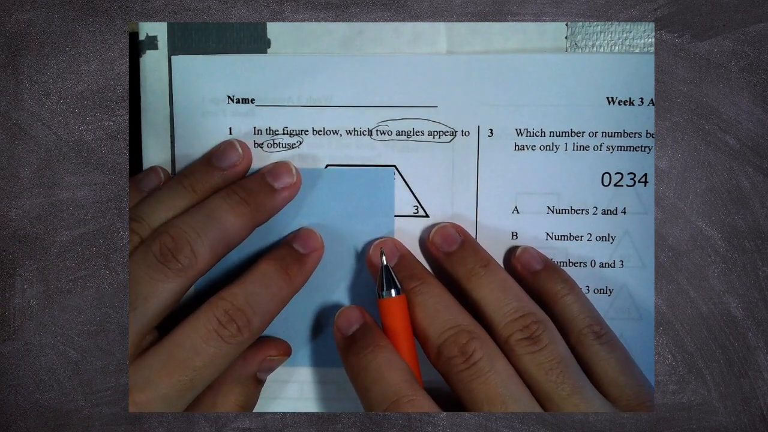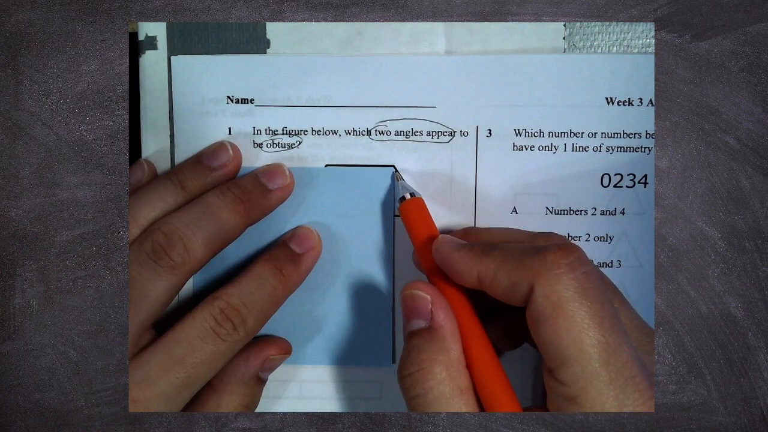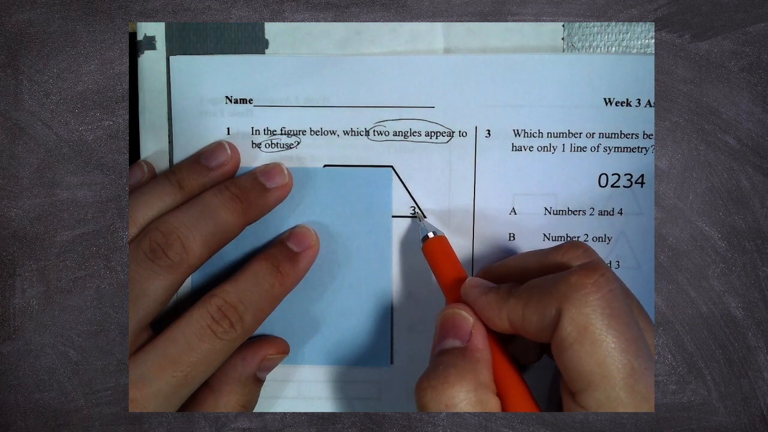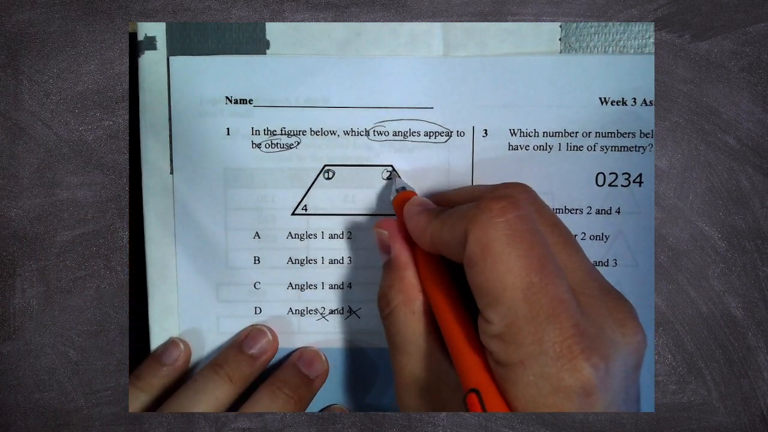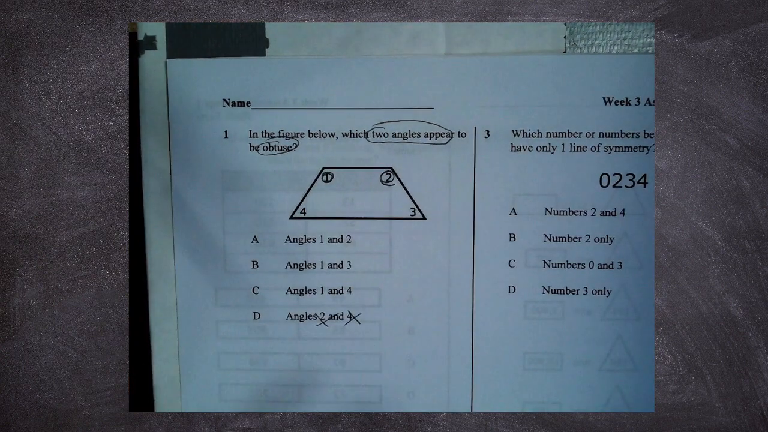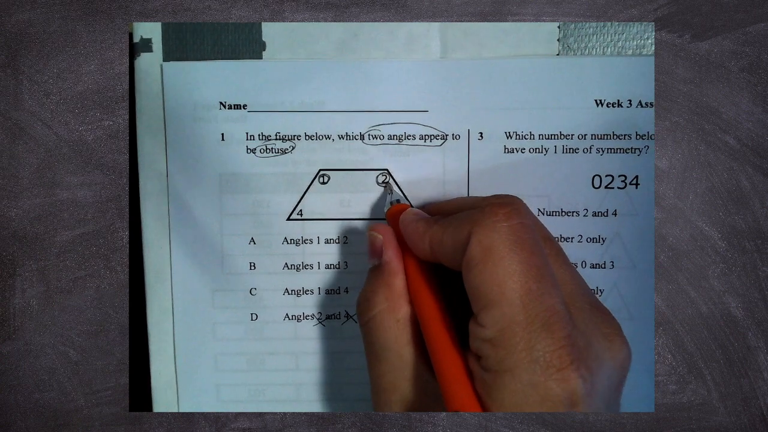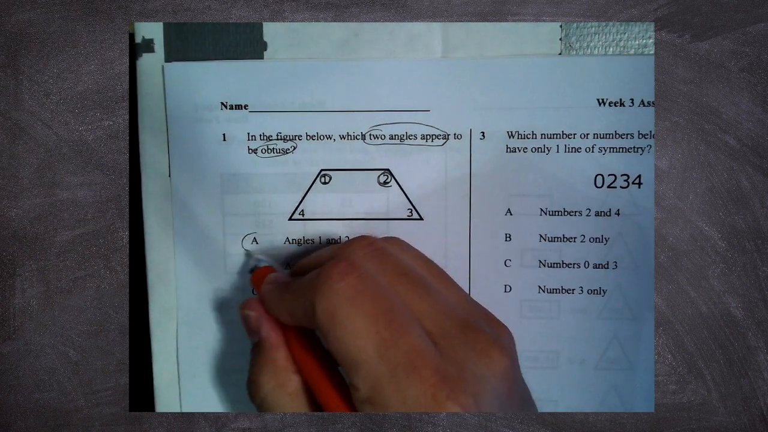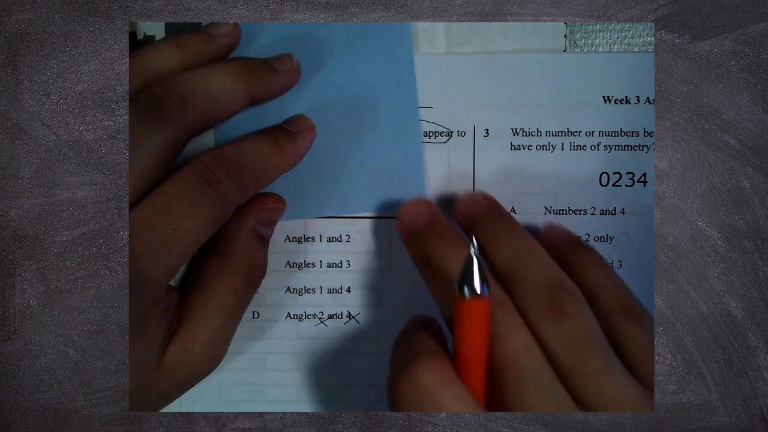Again, I'm going to use my sticky note. I'm going to put it into the corner. And again, I'm going to see that this angle is too big as well. It's also sticking out. Since this angle is sticking out, it's too big. This is also an obtuse angle. So angle 1 and angle 2. My answer was A.